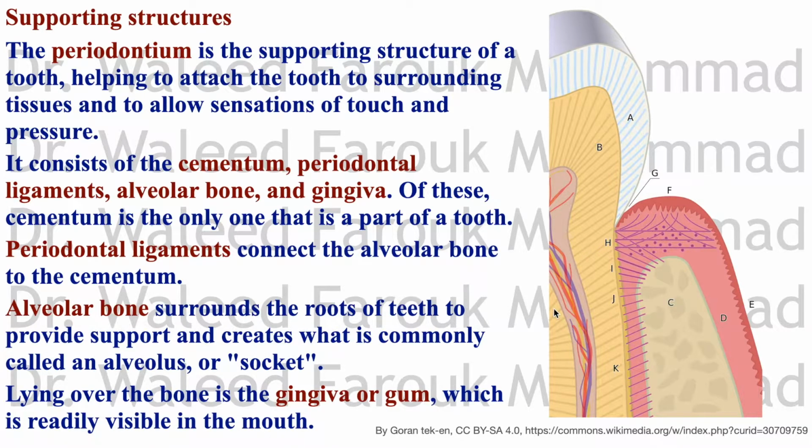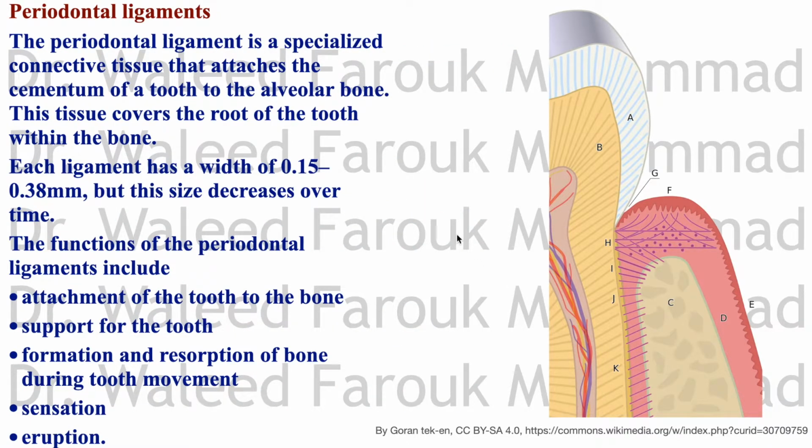The alveolar bone surrounds the roots of the teeth, provides support, and creates what is called the socket of the tooth. And covering the bone is the gingiva or the gum. The periodontal ligament, the one you see here, is a specialized connective tissue that attaches the cementum, this yellow layer, to the alveolus or to the bones of the alveolar socket.